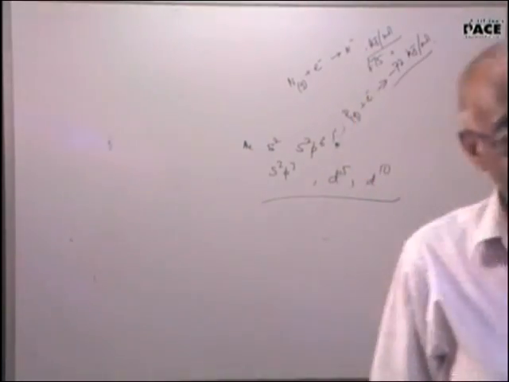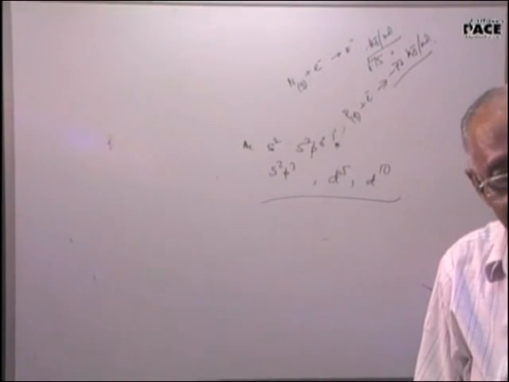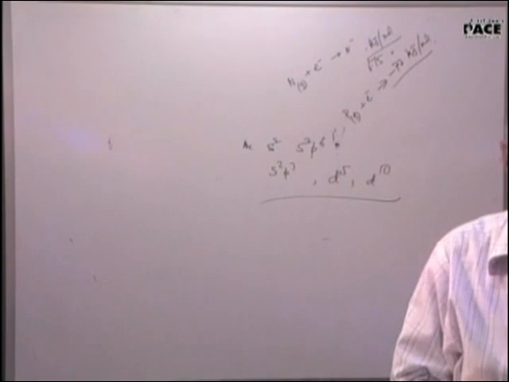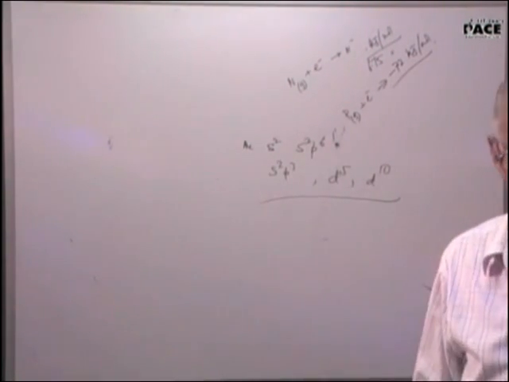Nitrogen and phosphorus are in the same group. They have the identical electronic configuration, S2P3. But nitrogen absorbs energy on electron addition, while phosphorus releases energy.